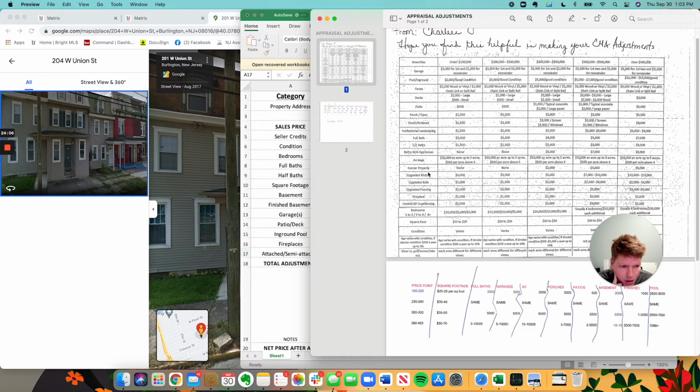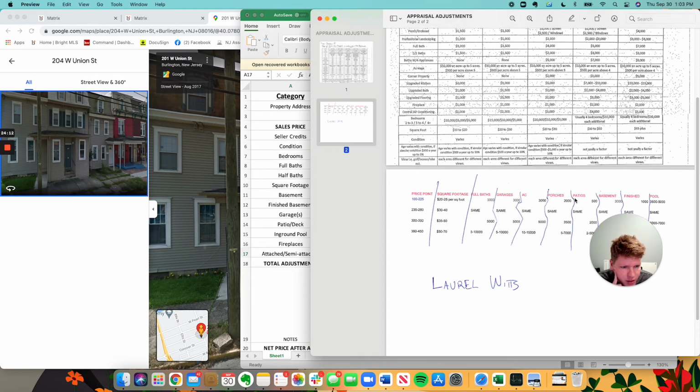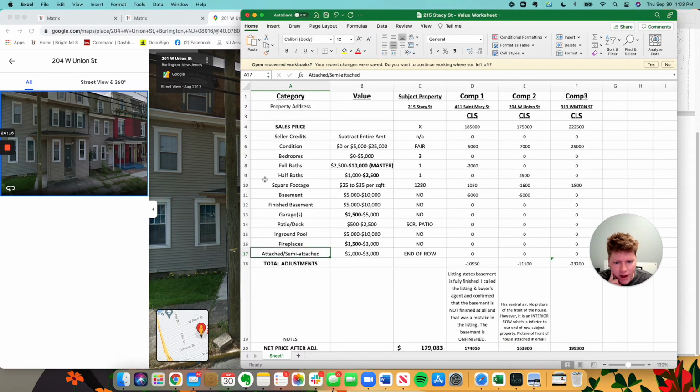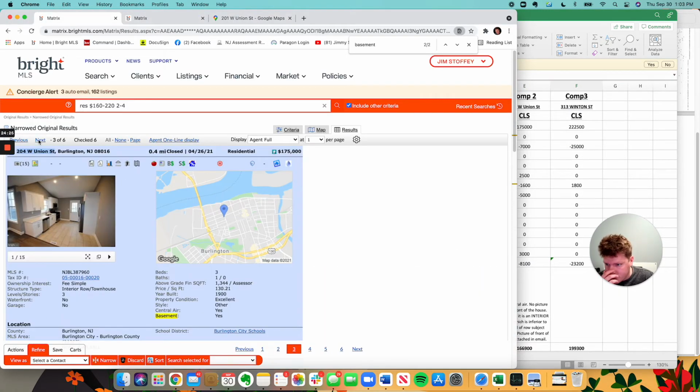Corner property, upgraded bath, upgraded kitchen, square footage, basement. No, not really. I'm going to give it value. I'm just going to give it $3,000. So we'll take it and we'll give it $3,000 in value. Okay, Winton Street. This is old. So all right, next one. Need to get one more comp.